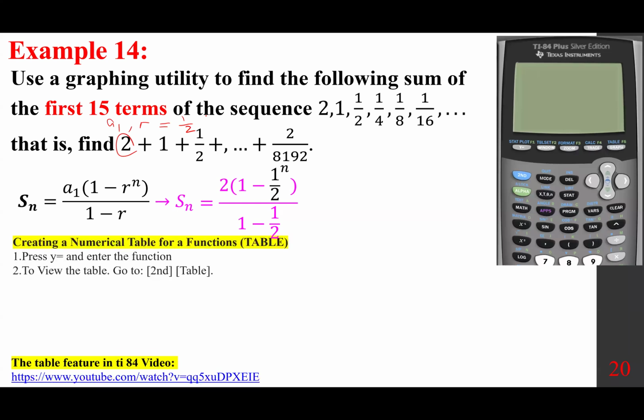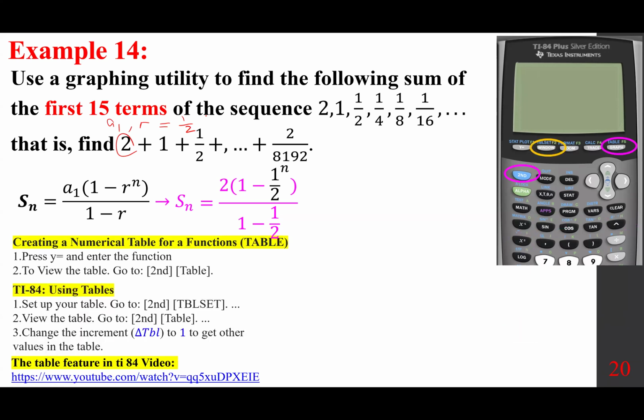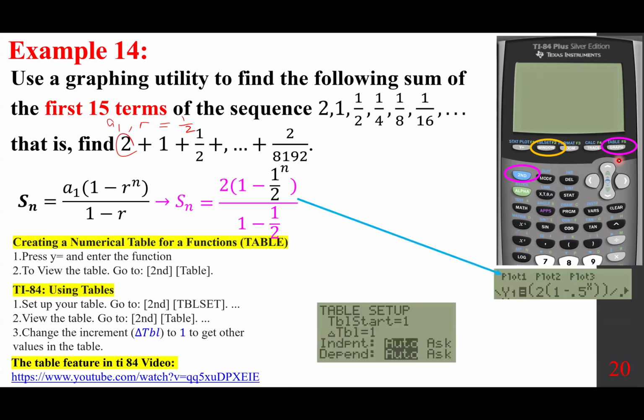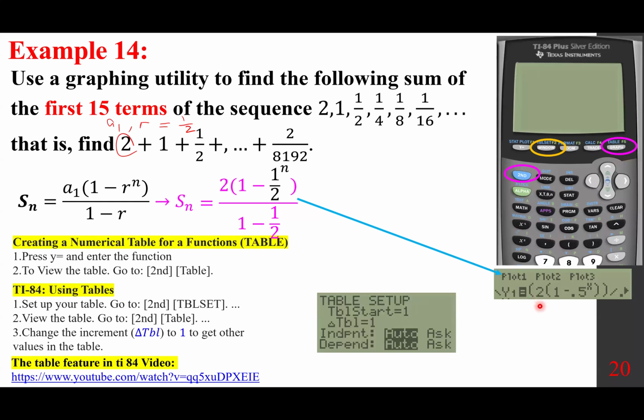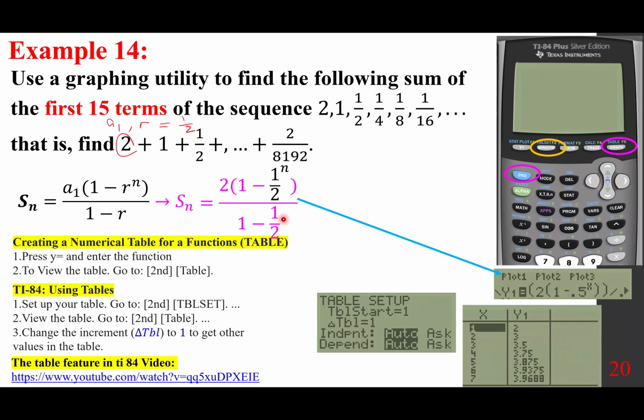You put it into a calculator. So creating a numerical table for a function, press y equals and enter the function to view the table. It explains how the TI is used, the window, graphs. The 2nd and graph uses the table. So you use the plot 2 times 1 minus 0.5 to the power of k and divide by 1 minus 1/2. You can even say divide by 1/2, and it creates the table. And if you continue indefinitely, you end up with 4.